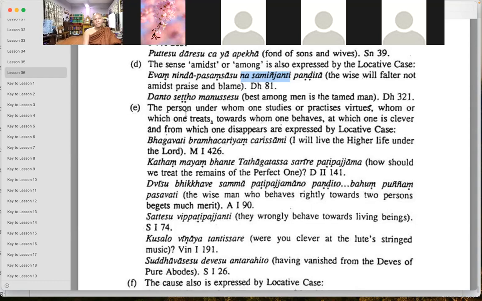So the sense of under is expressed with the locative case, under the guidance of somebody. We learn something, so to denote the teacher or instructor in Pali, we use the locative case. And also we pay respect to somebody. That is a person to whom one studies. Maybe that is also a location or locus. That is a person.